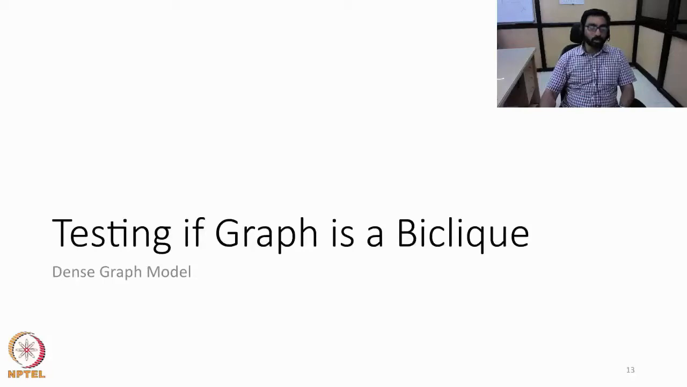In this segment, we're going to look at the problem of testing if a graph is a biclique. Particularly, we're going to assume a dense graph model in which the queries will be of the form, is there an edge between these two vertices? And in particular, this is an excellent example where the enforce and test technique is exercised. So without further ado, let's look at this problem.